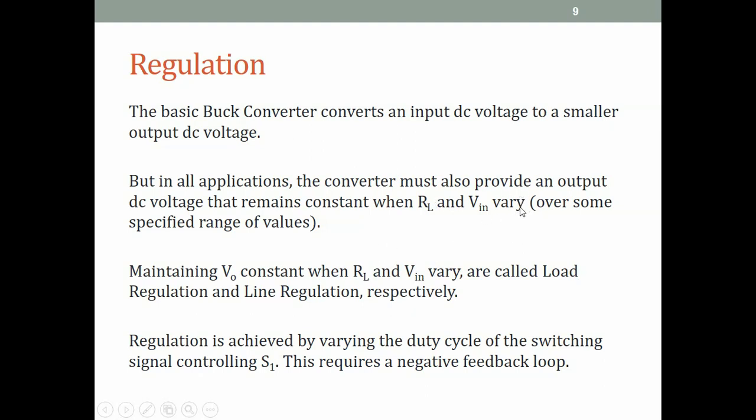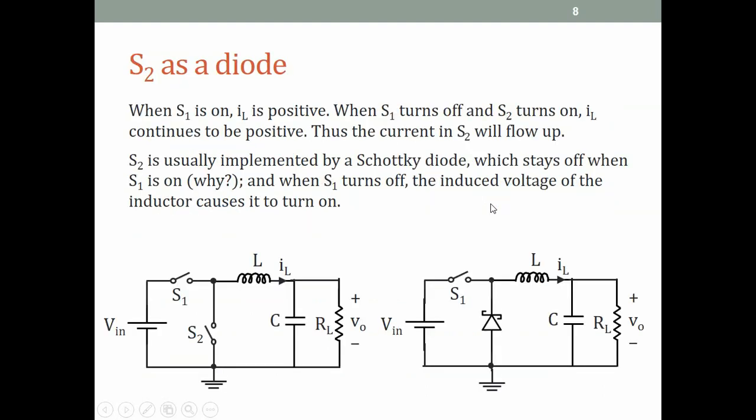Similarly, Vin can vary due to various reasons. There are two reasons Vin can change. If the Vin is derived from an AC voltage by a rectifier, then if the input AC voltage changes, the output DC voltage of the rectifier will change.